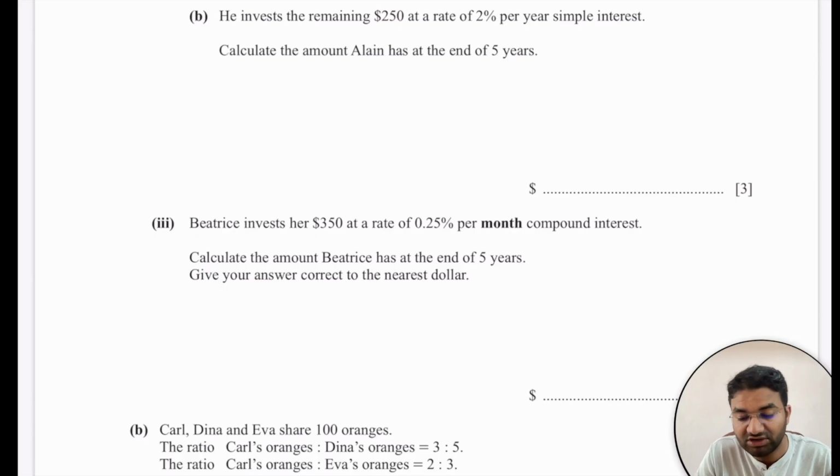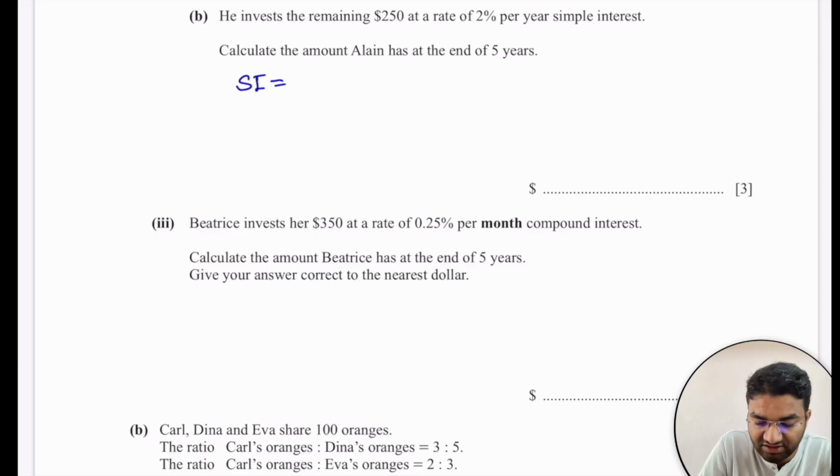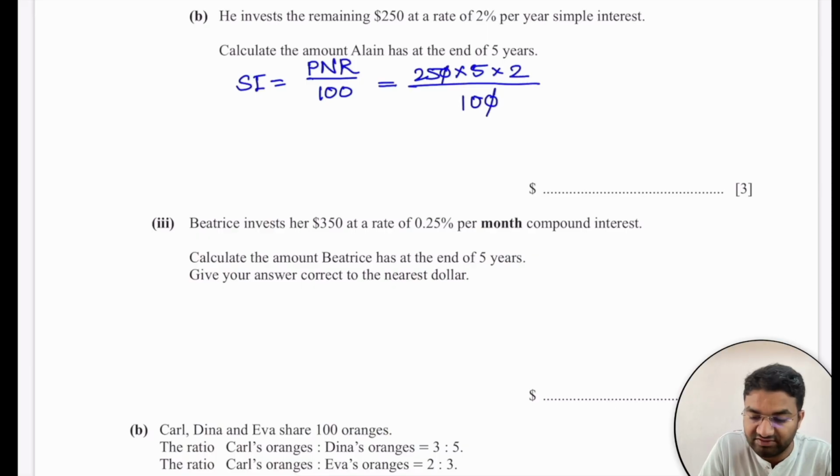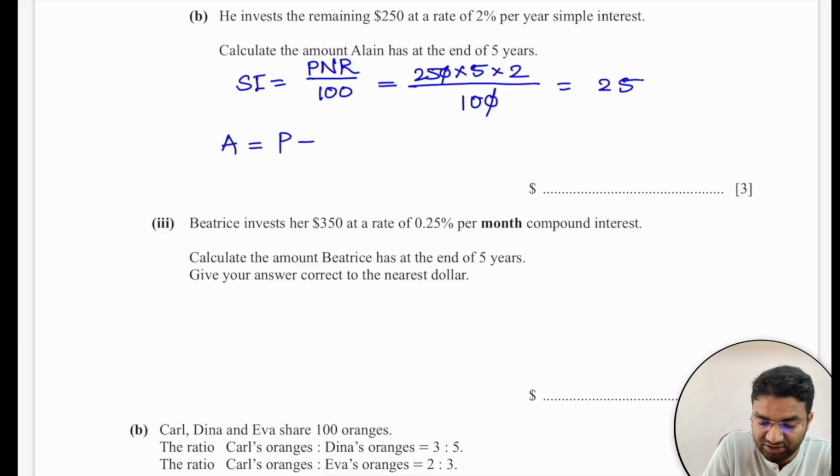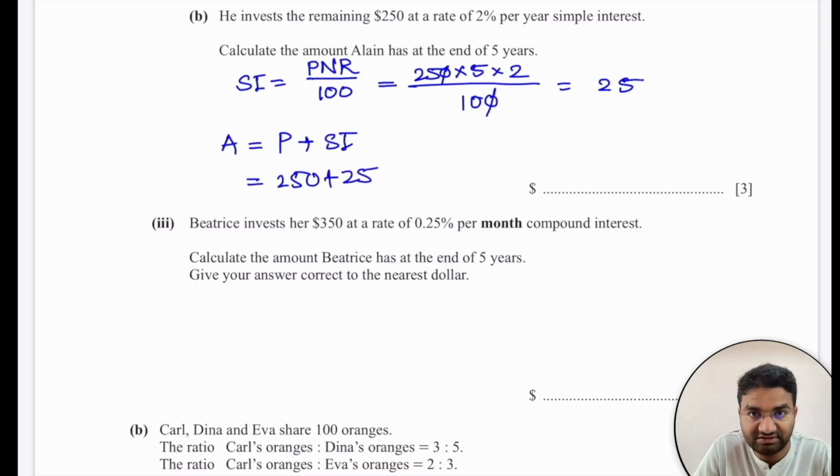Then next question: he invests the remaining 250 at a rate of 2% per year simple interest. Calculate the amount Allen has at the end of 5 years. Means we have to calculate the amount, not the simple interest. So we will calculate the simple interest and add it to the principal, and we will get the amount. Simple interest is equal to PNR over 100. So P is 250 times N is 5, the number of years, then 2 divided by 100. The 10 cancels out, 5 times 2 is 10, and your answer is simple interest 25. Then amount A is equal to principal plus simple interest, which is 250 plus 25, that is 275, is the answer.